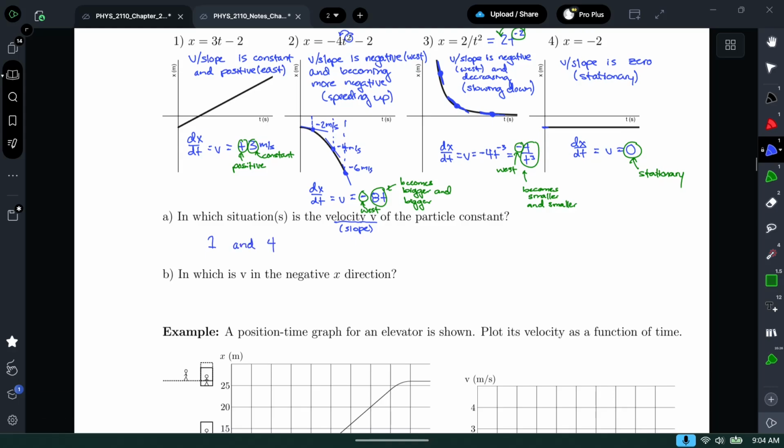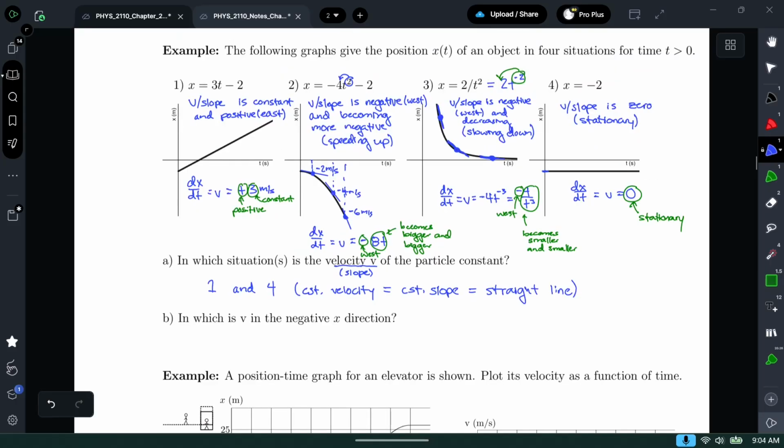Okay, so 1 and 4. Because constant velocity just means constant slope, which means a straight line. And you may also notice, in that case, it doesn't actually matter whether we calculate the slope at a single point or the slope between 2 points. We'll get the same answer either way.